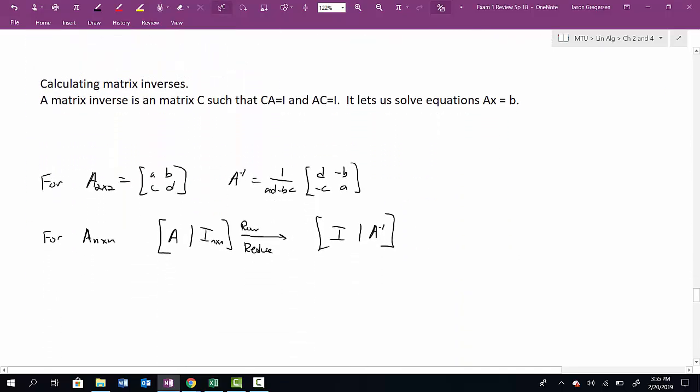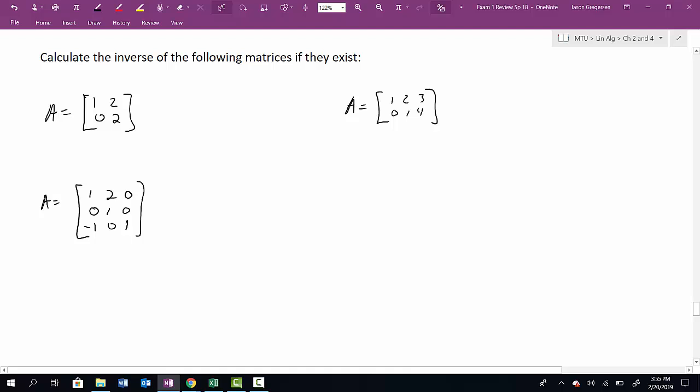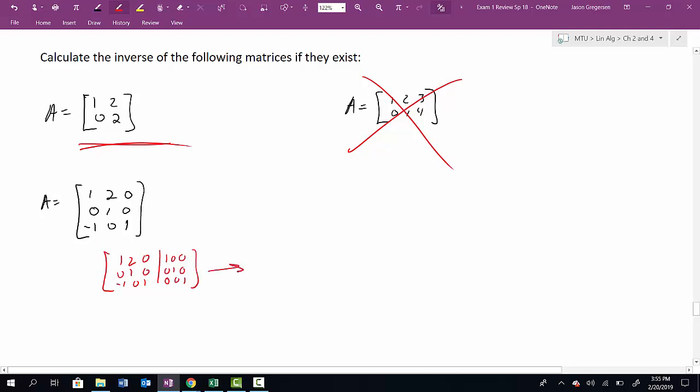All right, so lastly, we've got to be able to calculate these. We hit that formula last time for calculating the inverse. So we should be able to calculate these. You can use the formula for this first one. You can't invert the second one or that last one. And for the last one, to calculate the inverse, we would augment with identity like that, and we would do our row reduction.